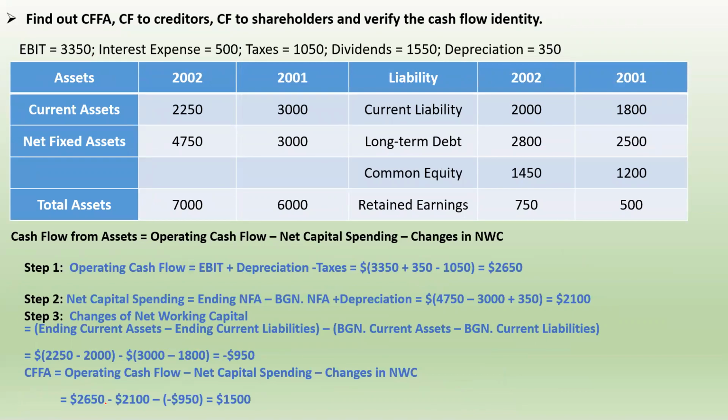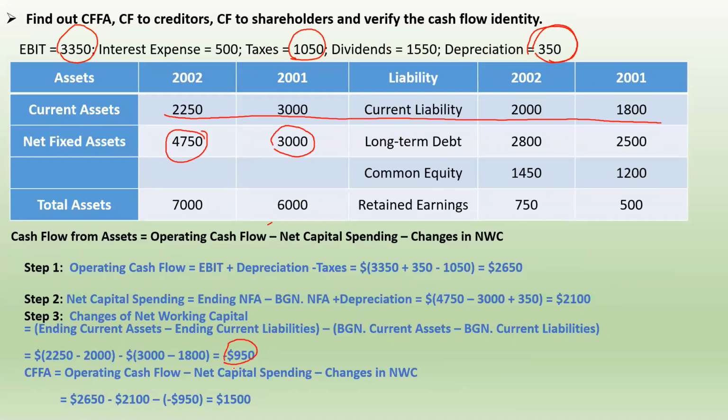There's one more practice. Basically, it's similar. We found out the operating cash flow equals EBIT, add back depreciation, and then minus tax. So it's 2,650. Net capital spending is the ending balance of the net fixed assets minus the beginning balance of the fixed assets. Add back depreciation, it's 2,100. Changes in net working capital is over here. Net working capital is current assets minus current liability. The change is negative 950.